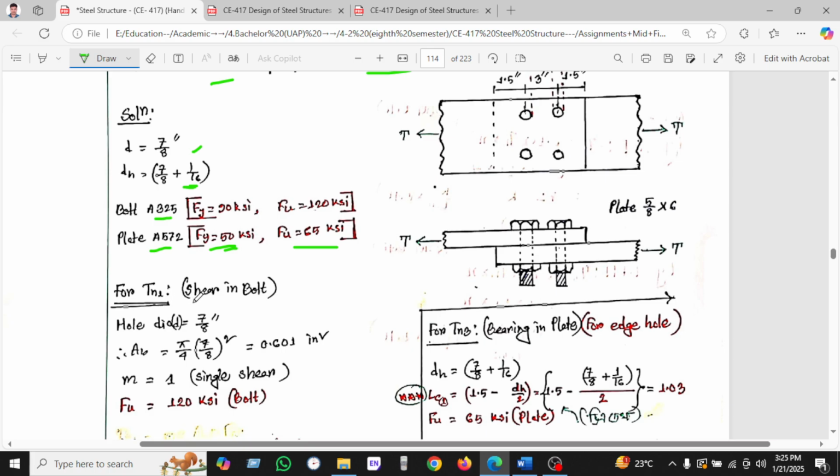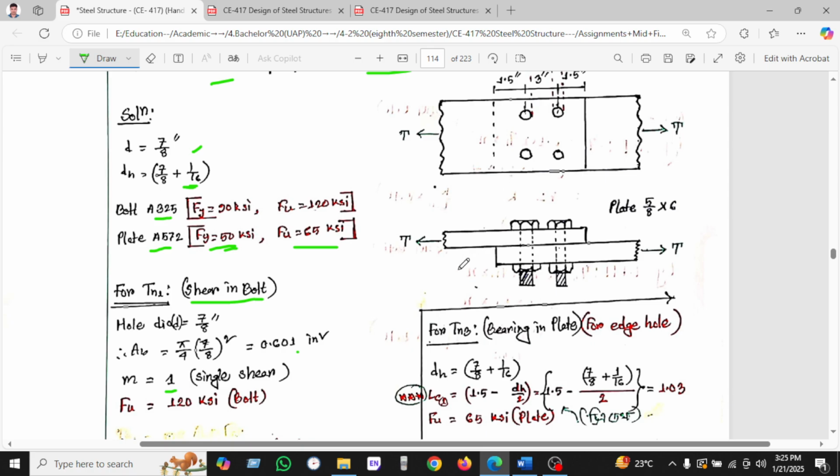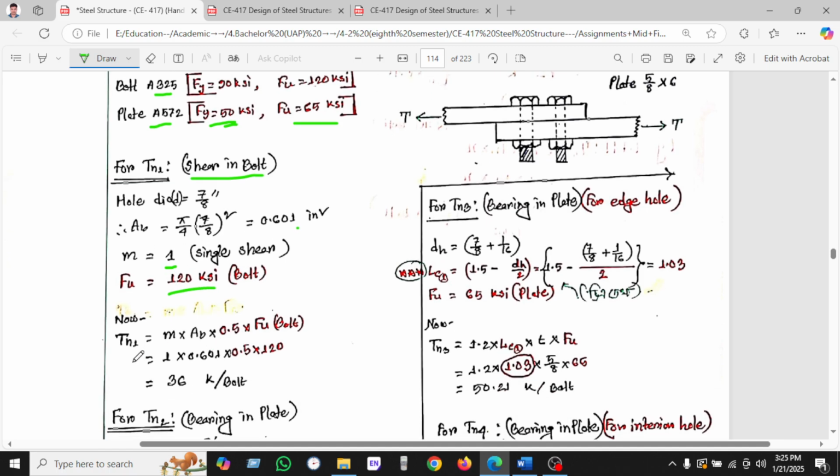For TN1, the shearing of the bolt, the hole diameter is 7/8. AB equals the area, pi by 4 D squared, which is given here. AM equals 1, as we are seeing single shear. If it is double shear, then we will use 2. F equals 1.24. TN1 equals AM into AB into 0.5 FU. For the bolt, we have found 36.